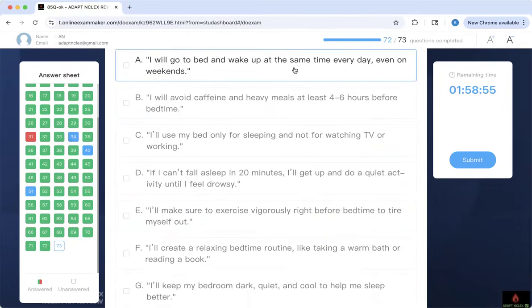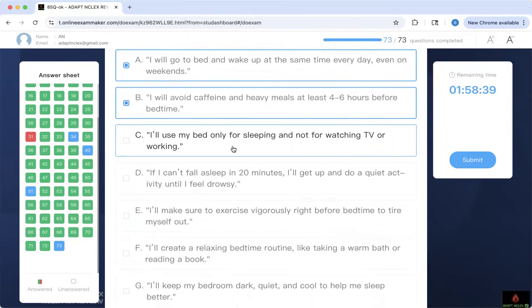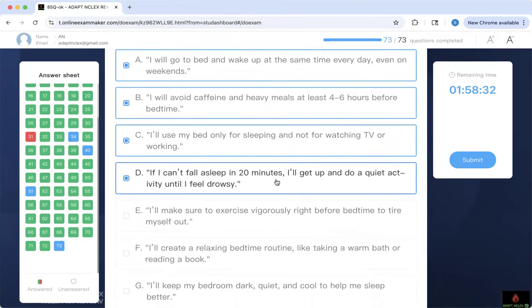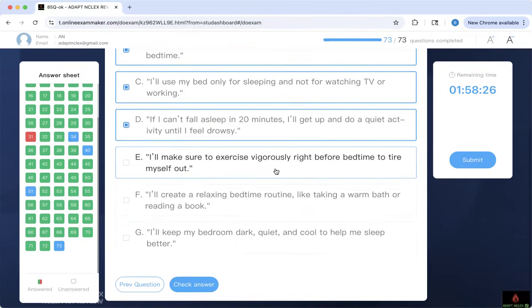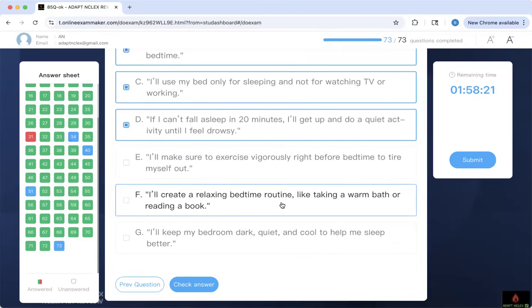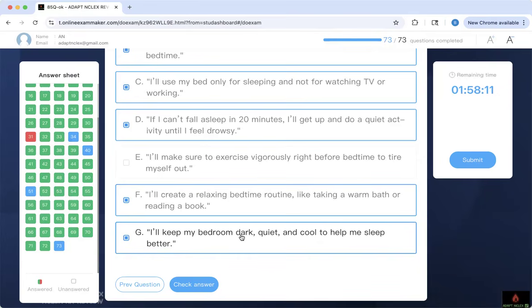I'll go to bed and wake up at the same time every day. Good. I will avoid caffeine at every meal. Good. I will use the bed only for sleeping and not for watching TV. Excellent. If I can't fall asleep in 20 minutes, I'll get up. Good. I'll make sure to exercise vigorously. No, no exercise before you go to bed. If you have to, make sure it's about 4 hours before. I'll create a relaxing bedtime routine. Excellent. And I'll keep the bedroom dark because of light.